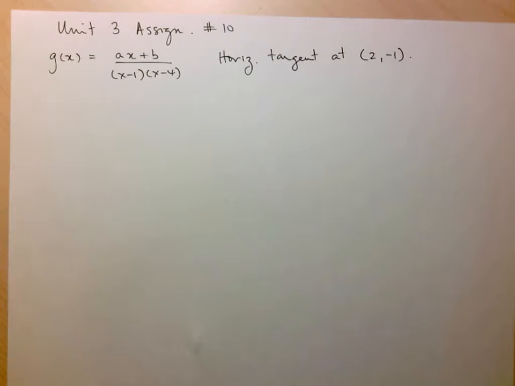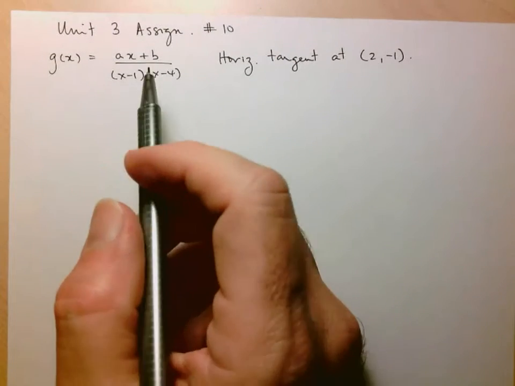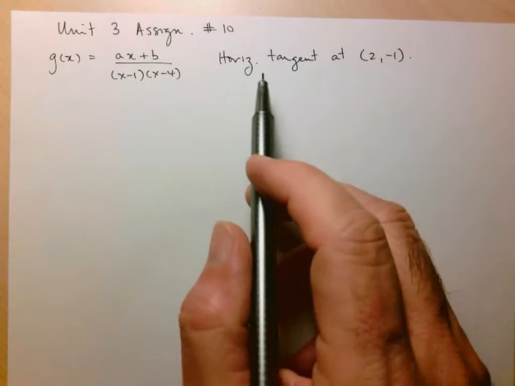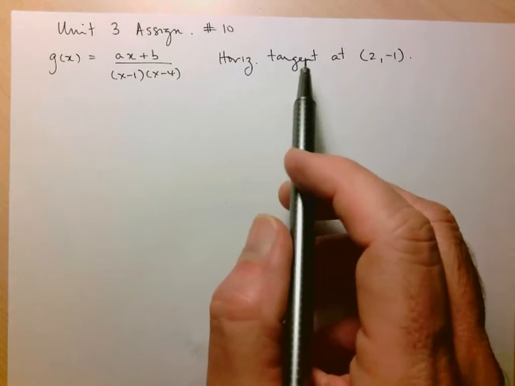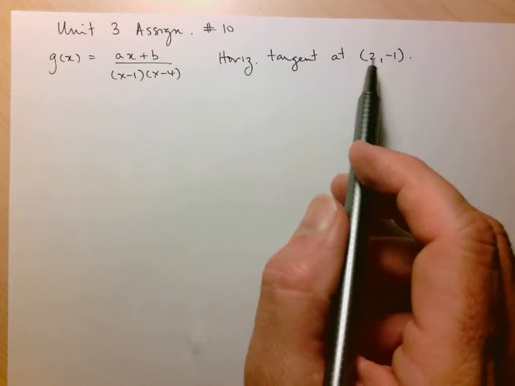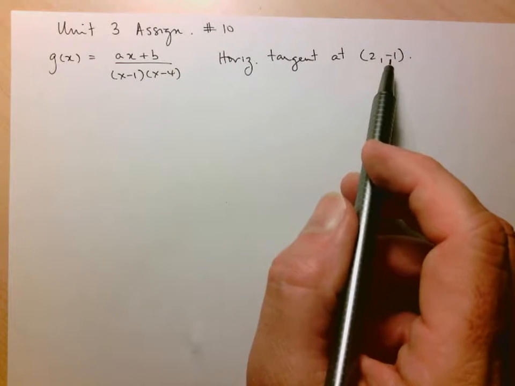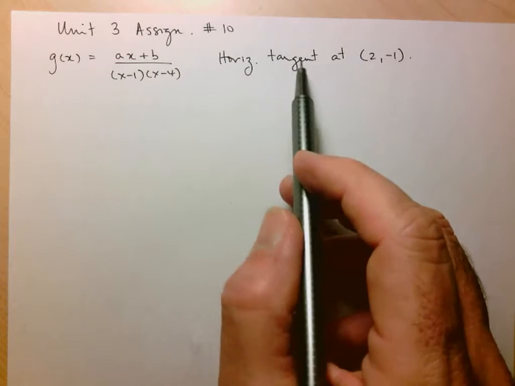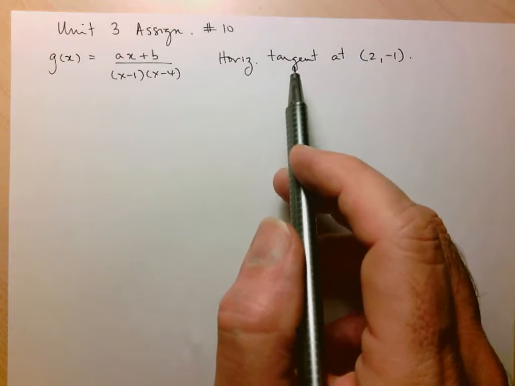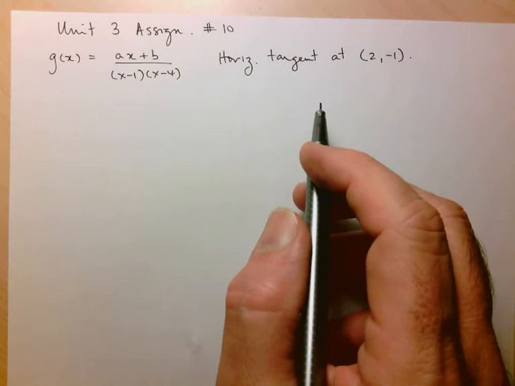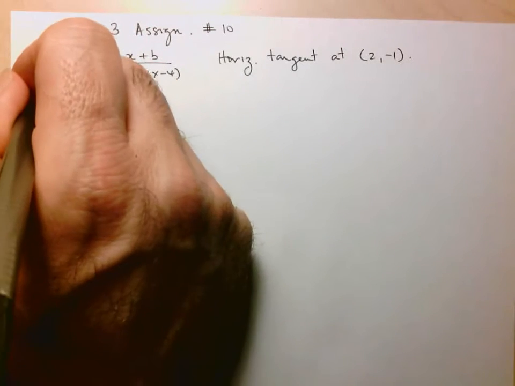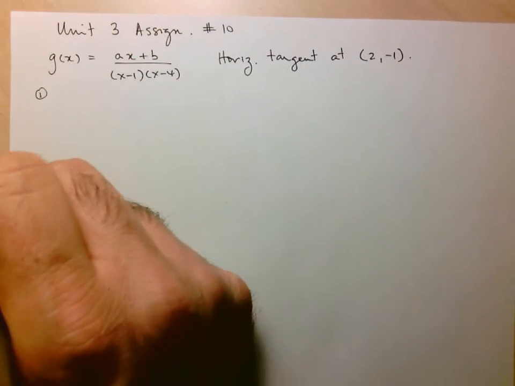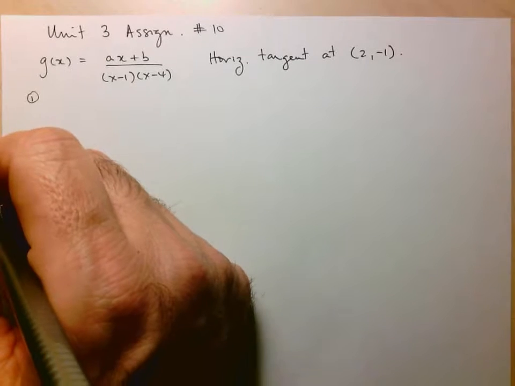Okay, so again, we've got two unknowns here, so we're going to need two pieces of information, and in fact we do, because the fact that there's a tangent at 2, -1 tells us that 2, -1 is on the curve. And if there is a horizontal tangent there, it means the derivative is 0 at 2. So there's our two pieces of information. Okay, so let's set up a system of equations, hopefully.